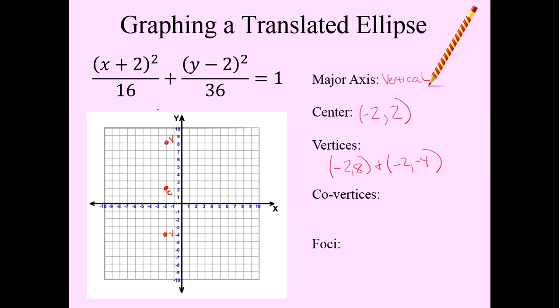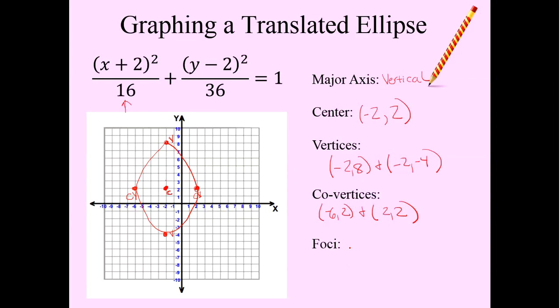My co-vertices then are 4 away, because remember this is b squared. So I'm going to be 1, 2, 3, 4 away, and 1, 2, 3, 4 away. So these are my co-vertices, CV. Draw in my ellipse here to the best of my ability. There we go. My two co-vertices are at negative 6, 2 and 2, 2.